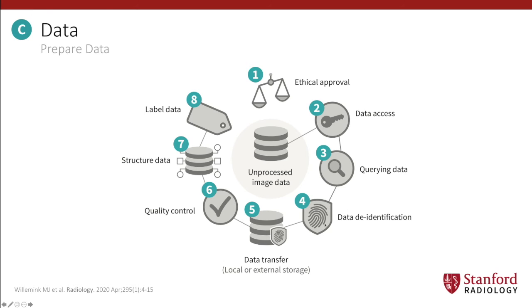After querying, you need to de-identify the data, and then you can transfer it either to a local storage, for example, if you have a single center study, or to an external storage, for example, if you have a multi-center study, and this can, for example, be in the cloud. After that, you need to control for the quality, you need to structure your data, and potentially you can label your data. So all these steps you need to go through to prepare and curate your data.